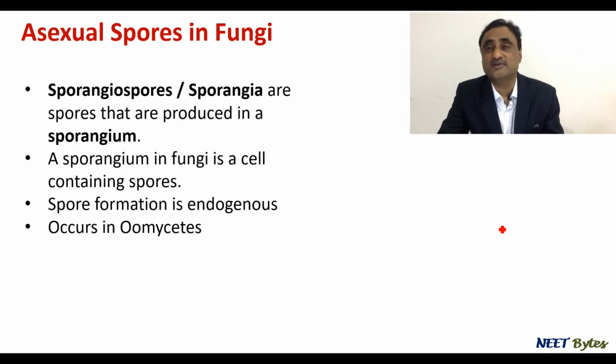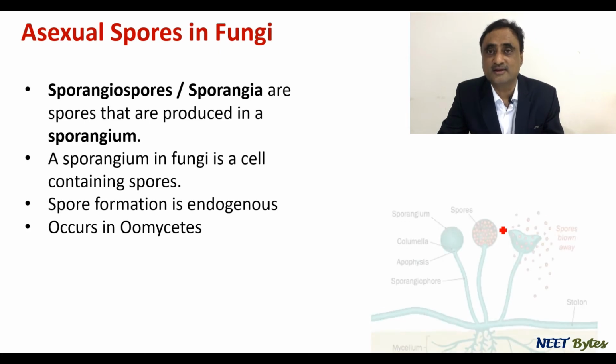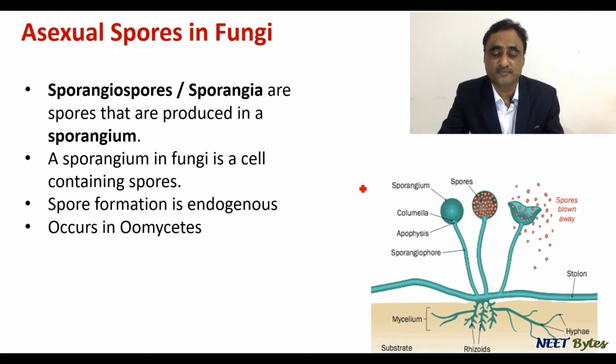Now let's talk about asexual spores in the case of fungi. Among these, the most important is the sporangiospore. What happens? The spores are produced within the sporangium. So this particular structure is called a sporangium, right? Here spore formation is endogenous because it is enclosed by a membrane. So when the membrane bursts, all the spores are released, and these spores are capable of forming a new plant by germination.